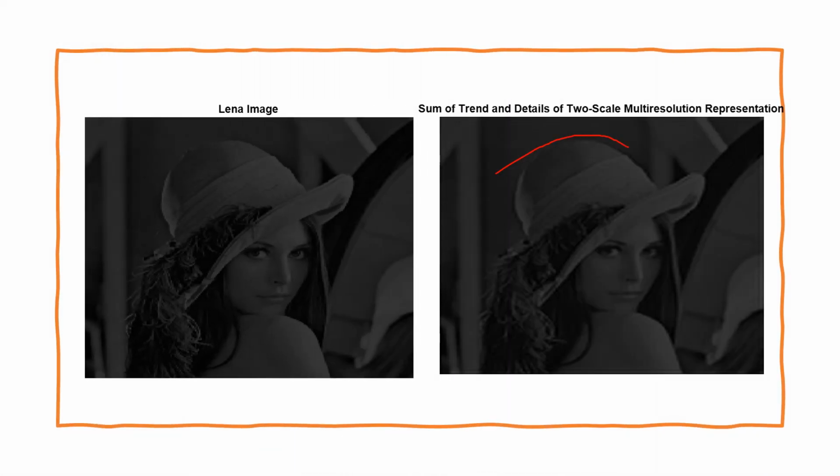So by adding both the trend and details, we got the trend of 1 scale. This is not the original image. This is the original image. This is the 1 scale representation of the original image. So by taking this image and by doing 1 scale, we are going to get 4 functions: the trend, and these 3 are details: vertical, horizontal and diagonal.